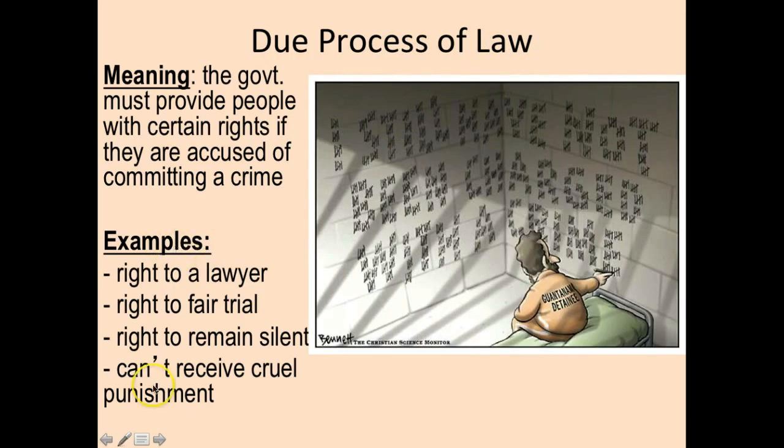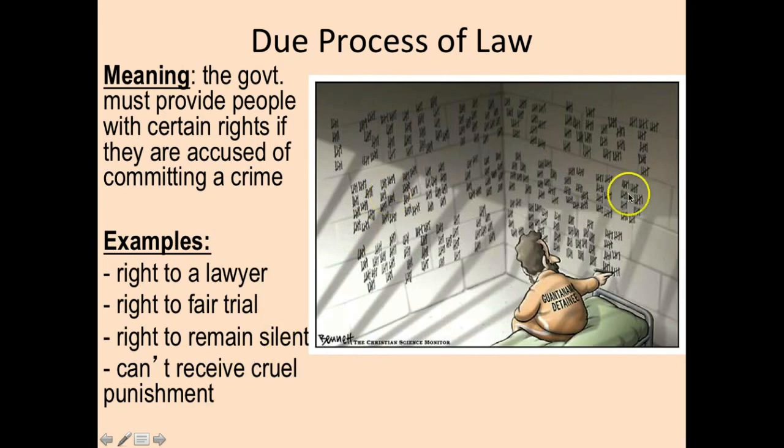If you are arrested or accused of a crime, the Sixth Amendment guarantees you a right to a lawyer or some type of legal assistance. If you are arrested or accused of a crime, you have a right to a fair trial. If you are arrested or accused of a crime, you have a right to remain silent. You do not have to answer questions that could possibly incriminate yourself. That is called pleading the Fifth. And the last example here shows a person cannot receive cruel or unusual punishment, and that comes from the Eighth Amendment.